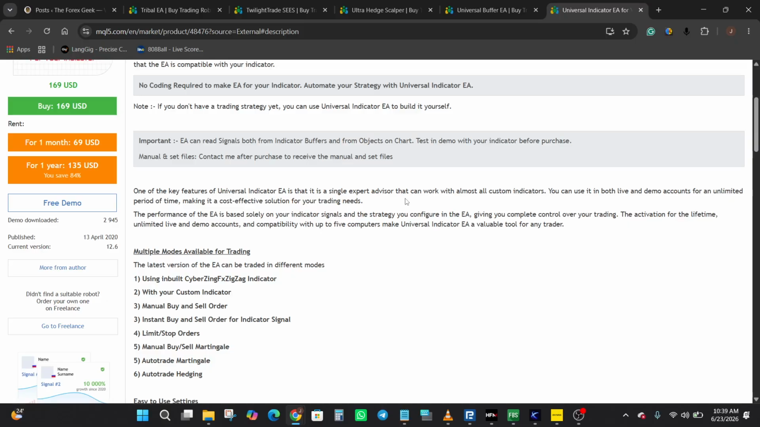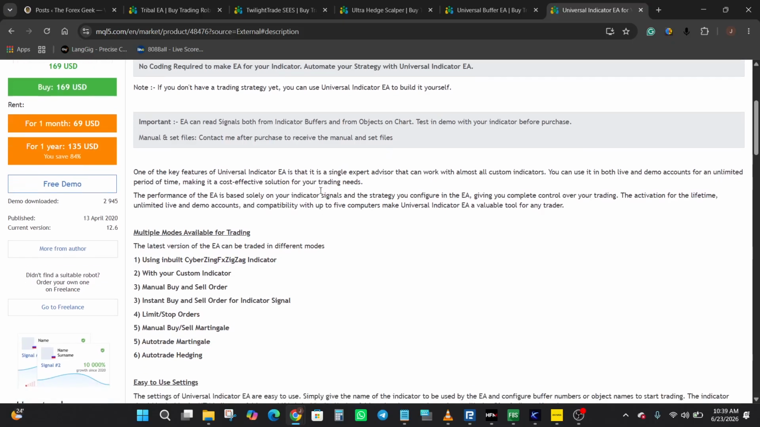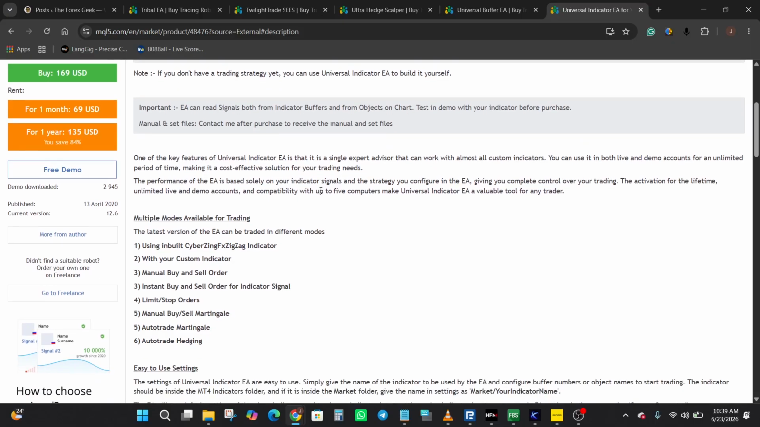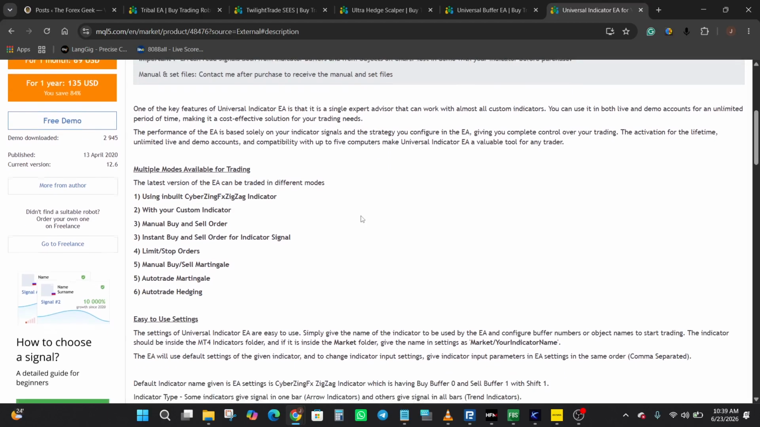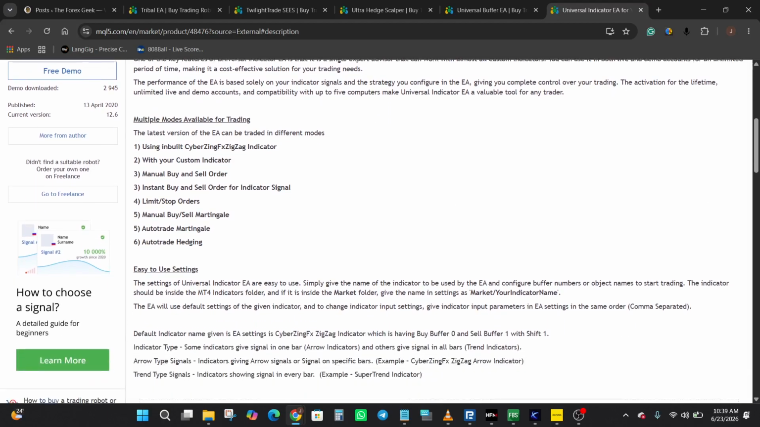Moving into the features section, the latest version supports multiple trading modes. These include operation with the built-in zigzag indicator, trading with custom indicators, manual buy and sell orders, instant execution based on indicator signals, limit and stop orders, manual martingale trading, automated martingale trading, and automated hedging modes.